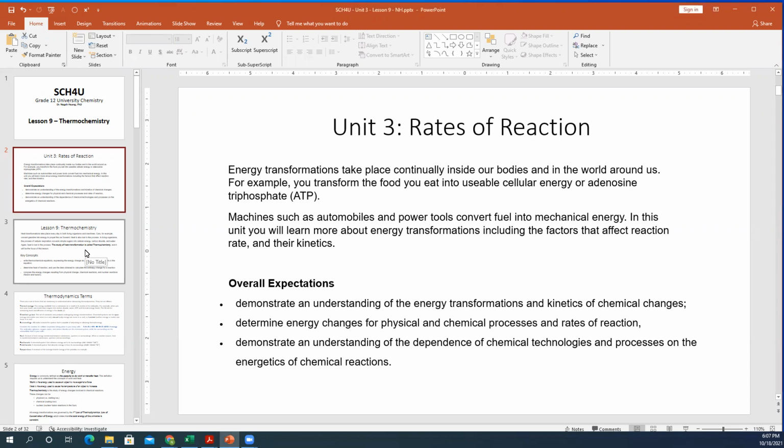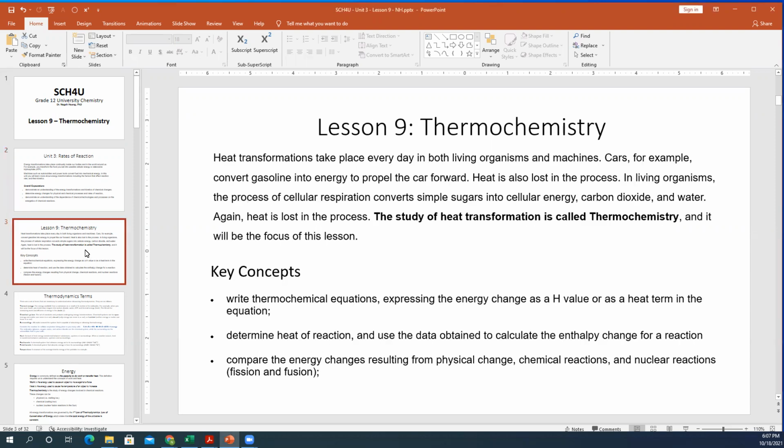Our first lesson in this unit is on thermochemistry. Heat transformations, as we talked about, take place every day in both living organisms and in machinery. Cars, for example, convert gas, which is a form of chemical energy, into mechanical energy to propel the car forward. Heat is also lost in this process.